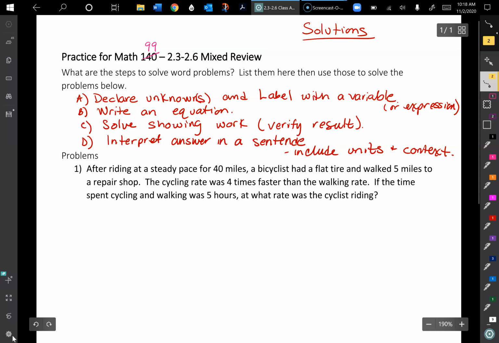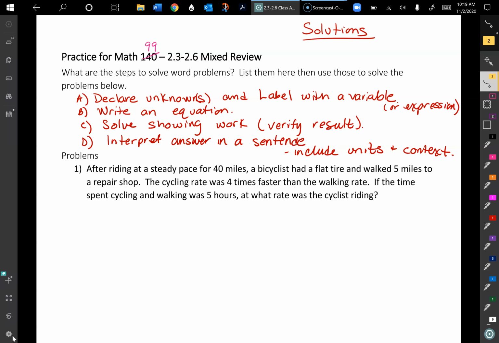Sometimes you just have one, sometimes more than one. You can label with a variable or an expression. You can make a system of equations if you choose to or need to. For part B, write an equation. Drawing a diagram really can help you, listing out some formulas, those kinds of things. A formula, just to differentiate, is what we use for something like distance equals rate times time. That's a formula. When we start plugging in the given values, then we'll call that an equation.